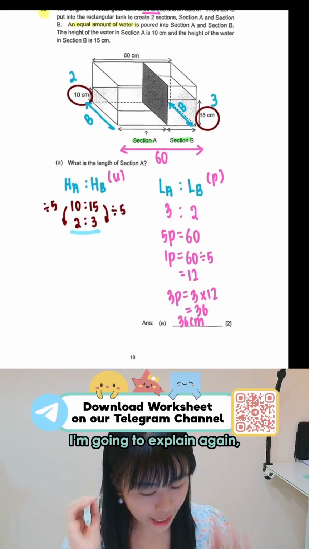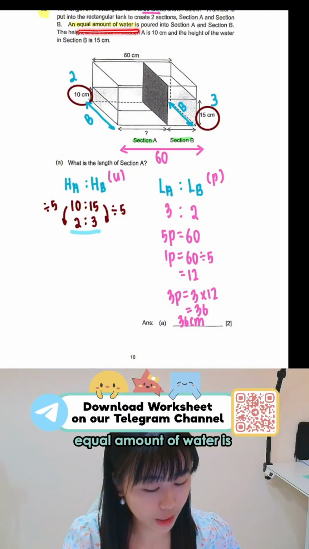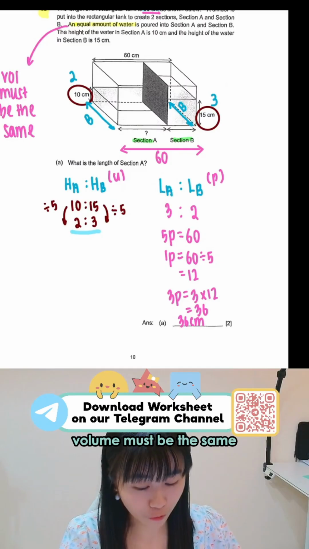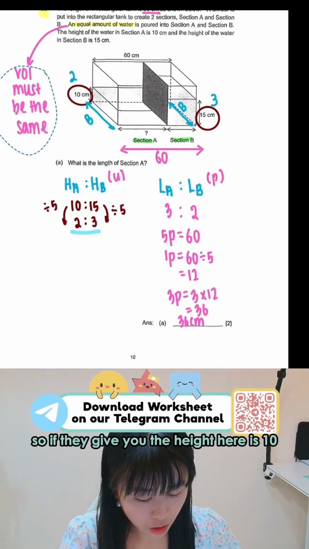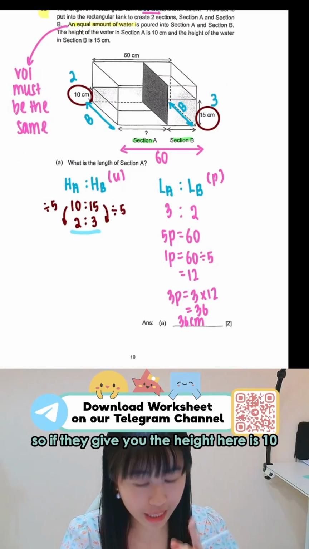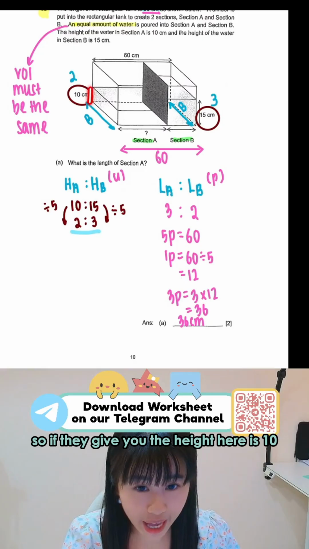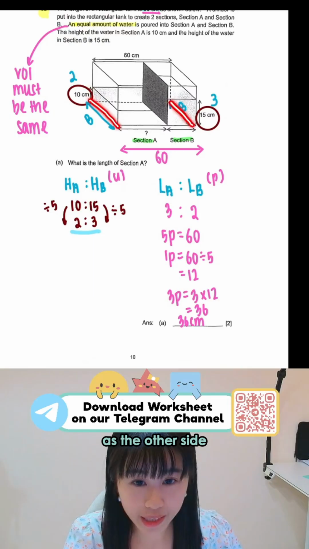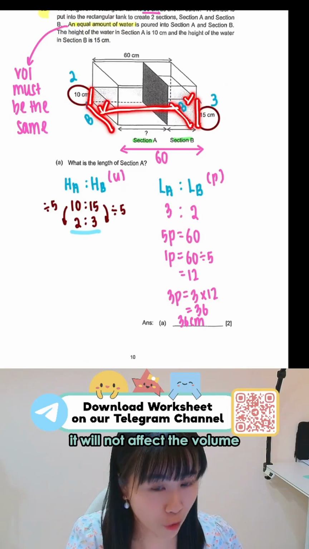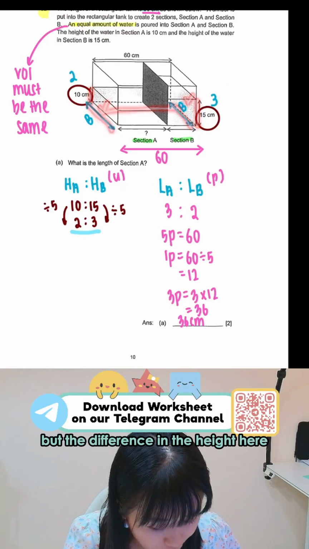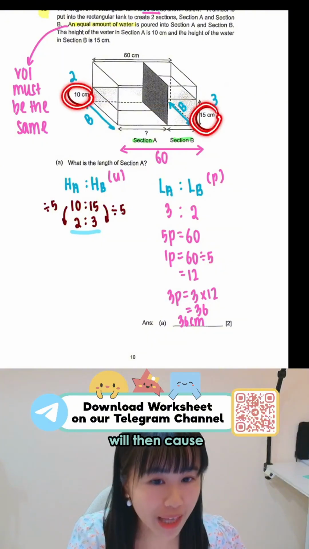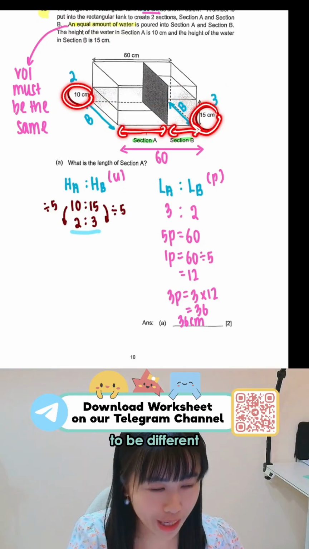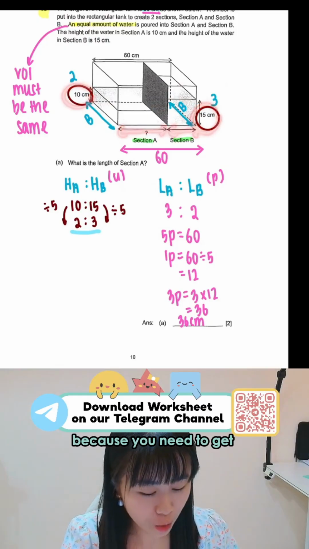I'm going to explain again. Equal amount of water is poured into section A and B. Equal amount of water means volume must be the same. So, if they give you the height here is 10, the breadth here is the same as the other side. The breadth is the same. It will not affect the volume, okay? But the difference in the height will then cause the length to be different, because you need to get equal amount of water.